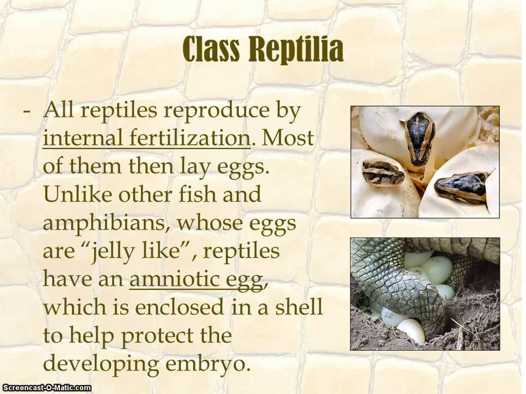But we're looking at eggs for the first time that are not going to be jelly-like, as in our amphibians and fish eggs. They're going to have an outer shell that protects those eggs, and inside that egg there's going to be amniotic sacs, and that amniotic sac is going to provide nutrients for that developing embryo.